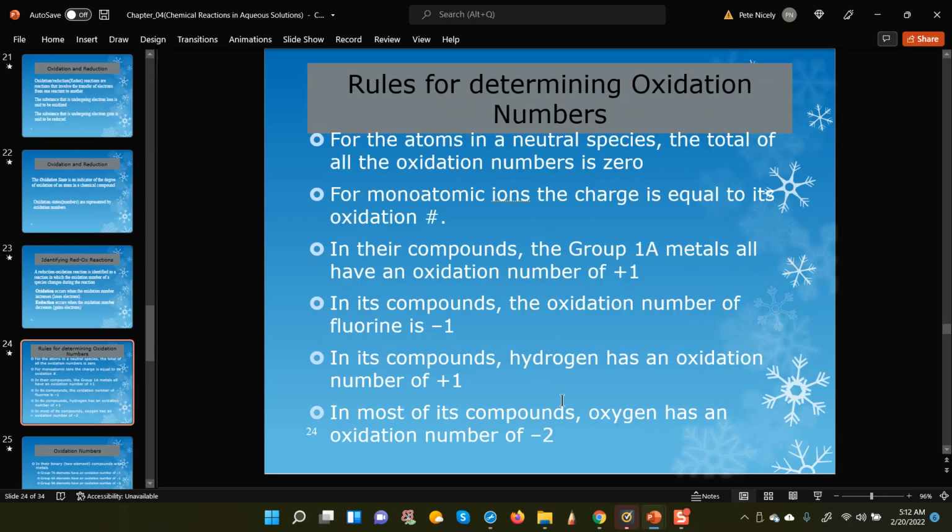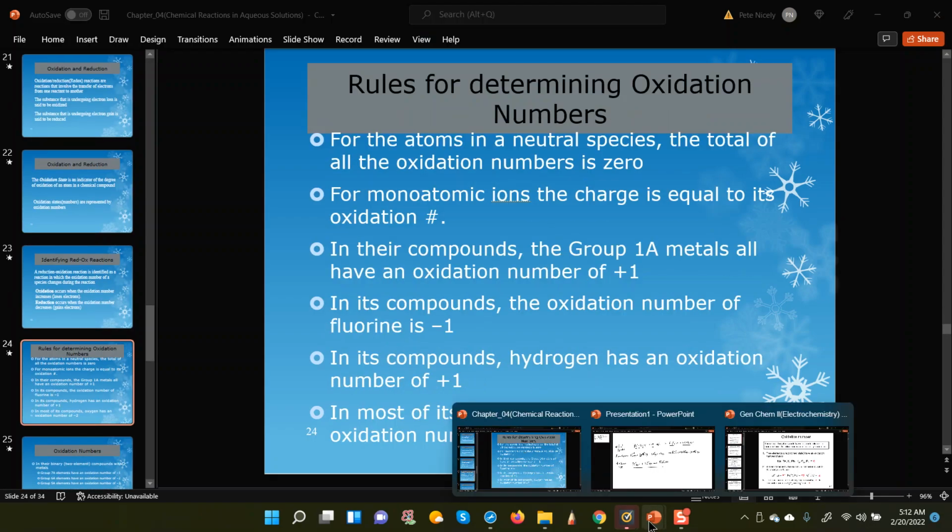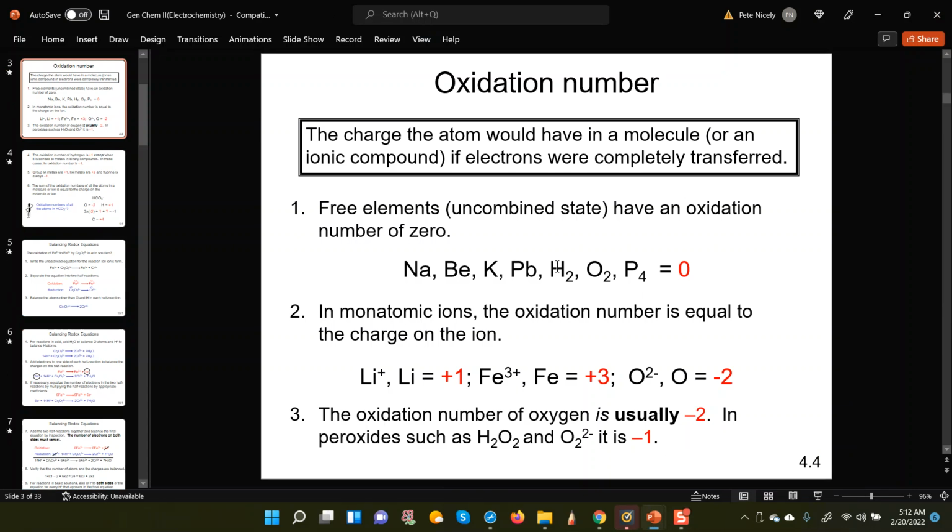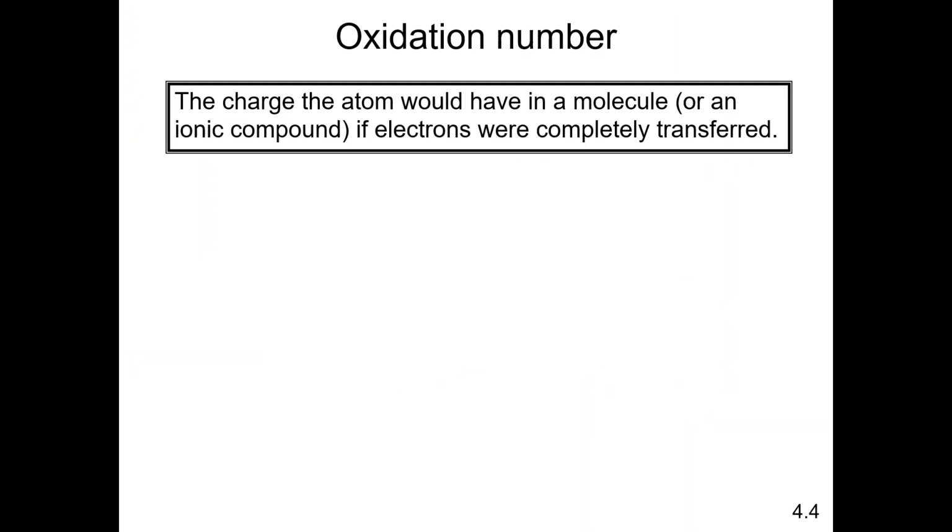All right, so there are some rules. I'm going to get out of this slide and go to another slide, which I think gives the rules a bit more clearly. There are rules for determining the oxidation number of a particular atom in a molecule or ion. All right, so the oxidation number is, as I said before, a number representing the degree or level of oxidation in an atom. Another way of stating it is that it's the charge that the atom would have in a molecule or an ionic compound if the electrons were completely transferred. All right, so that's another way of looking at the oxidation number of an atom.